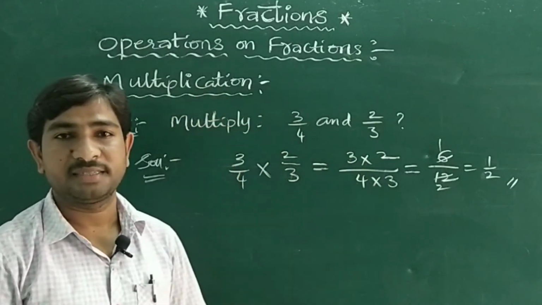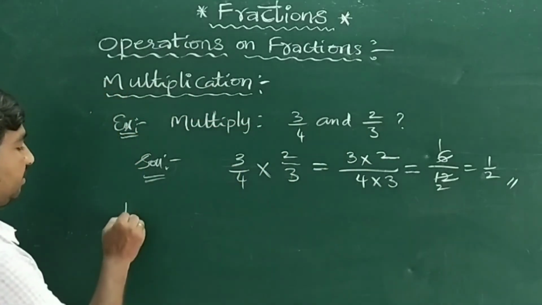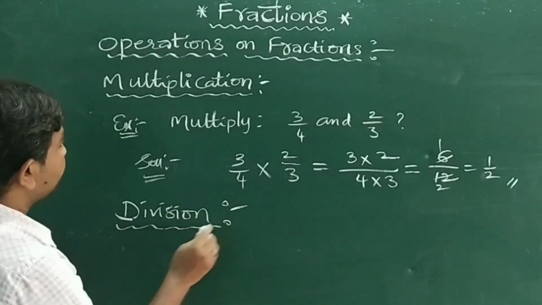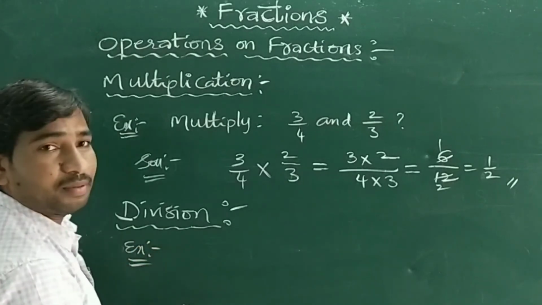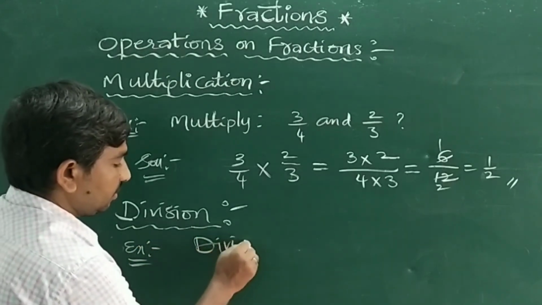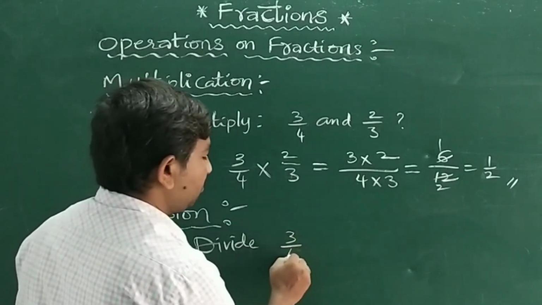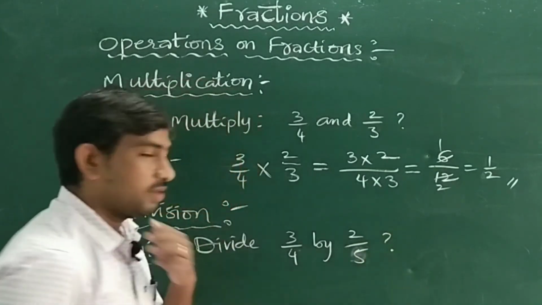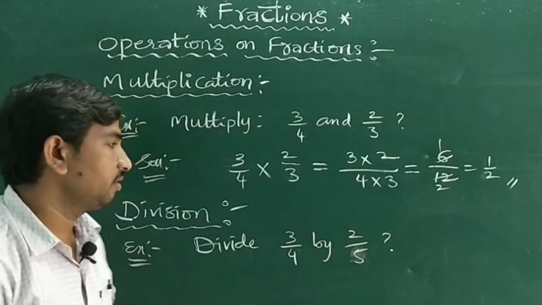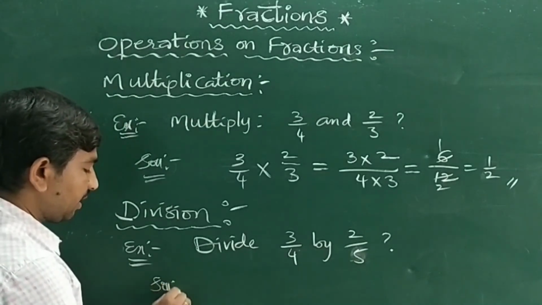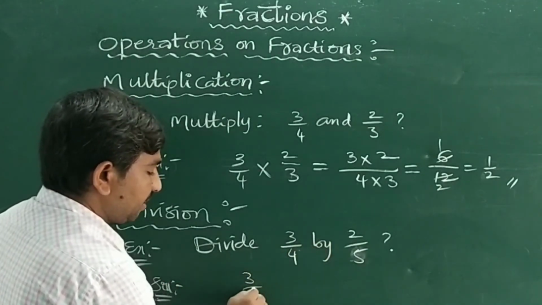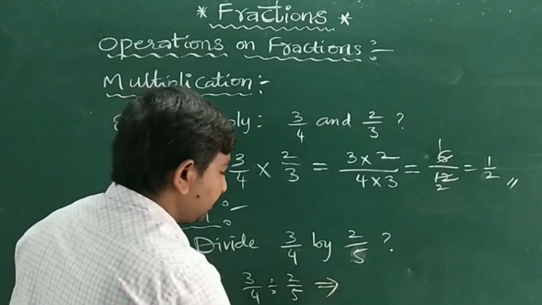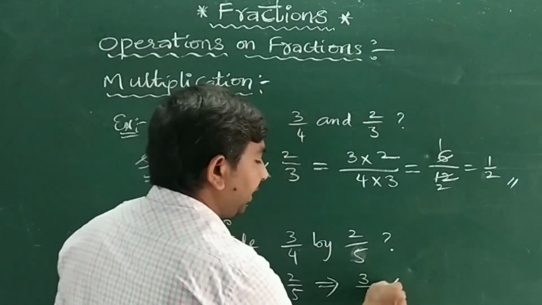Now the division. What is the division here? The fourth operation is division of fractions. For example, consider 3 by 4 divided by 2 by 5. So divide 3 by 4 by 2 by 5. You can write it in division form: 3 by 4 divided by 2 by 5. This can be written as 3 by 4 into.